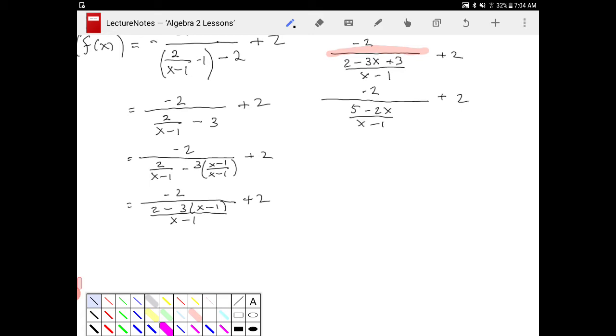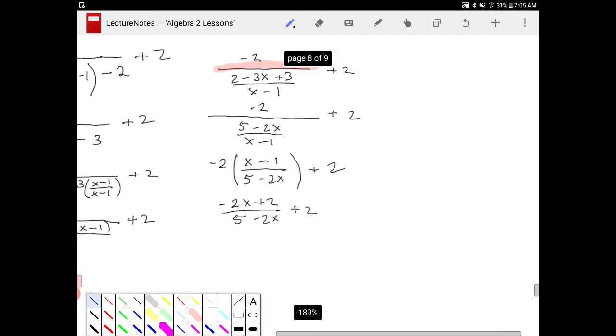So now I'm dividing fractions. So this is negative 2 divided by the denominator, right? But it's really the same thing as multiplying by the reciprocal of the denominator, so it's x minus 1 over 5 minus 2x. Whenever you're dividing fractions, you're multiplying by the reciprocal. And we're almost there. This is negative 2x plus 2 over 5 minus 2x plus 2.